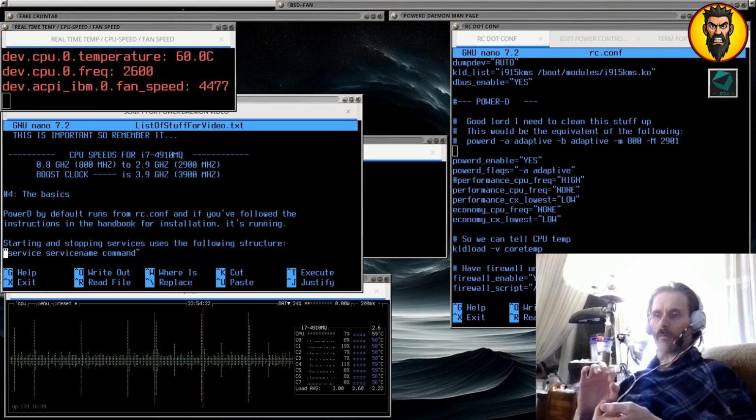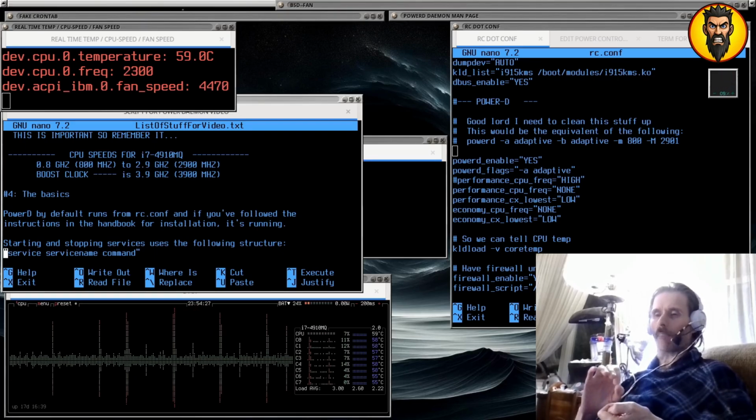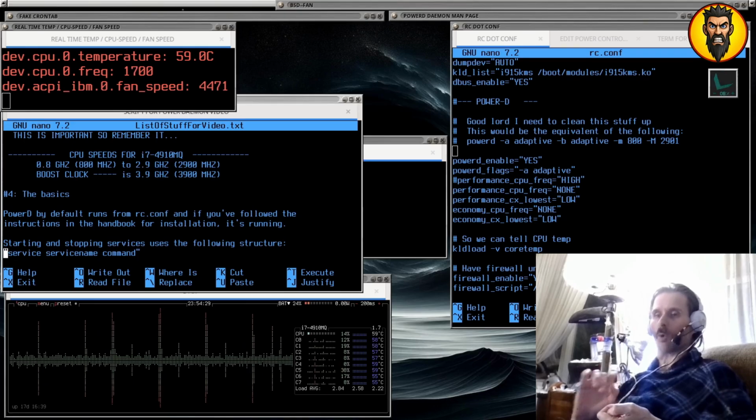So our maximum non-boost is right around 3 gigahertz. Our maximum boost clock is right around 4.